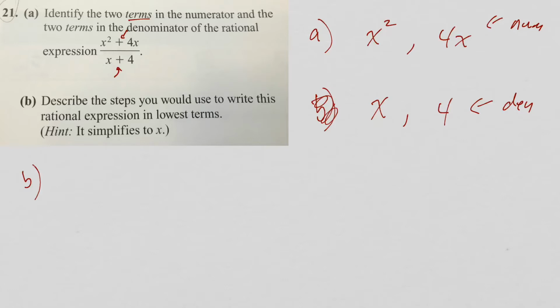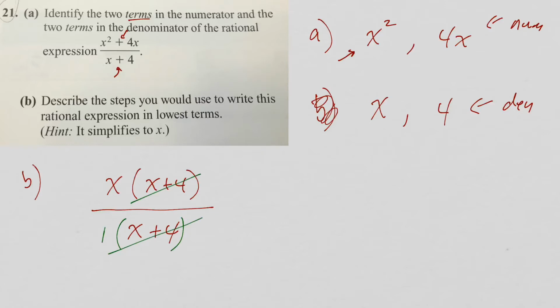Okay, for part B, it says describe the steps you would use to write this rational expression in lowest terms. Well, in the numerator, I have a common factor within my two terms, and it's x. So I'm going to factor out the numerator. And in the denominator, I don't have anything in common, but this entire item can be treated like a factor because it's like a 1 times that. And I cancel those, and I have x over 1. So when I reduce this, I get just x, because I'm factoring out the common factor in the numerator and then canceling my common factor from the numerator to the denominator.